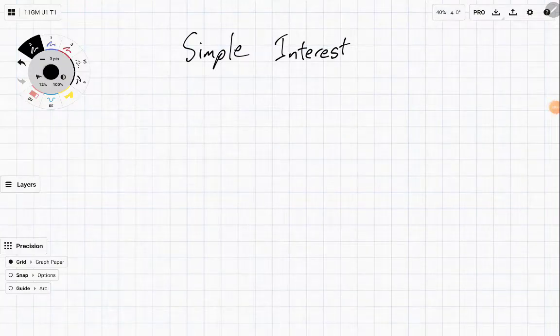Alrighty, so today we're going to be having a look at simple interest. And this shouldn't be anything too different. All we're doing is applying it to a new context. So simple interest means that you are putting money into some kind of account, and every single year, it will increase by a certain percentage.